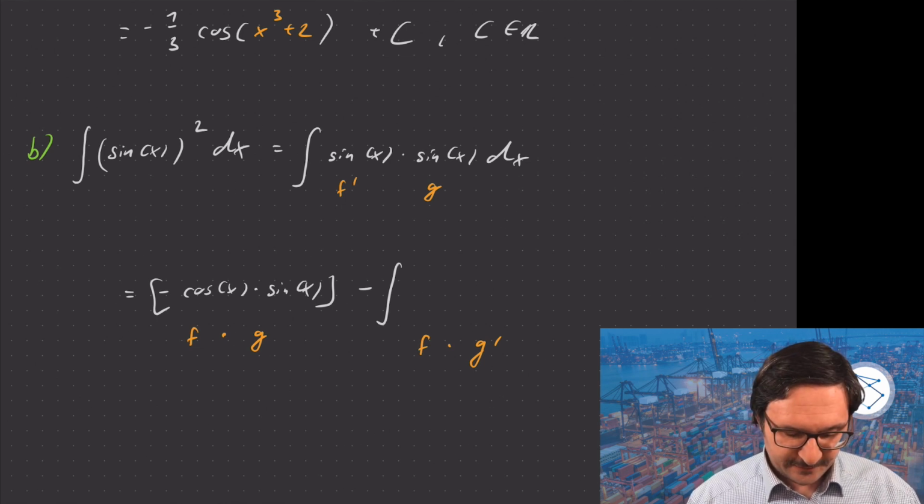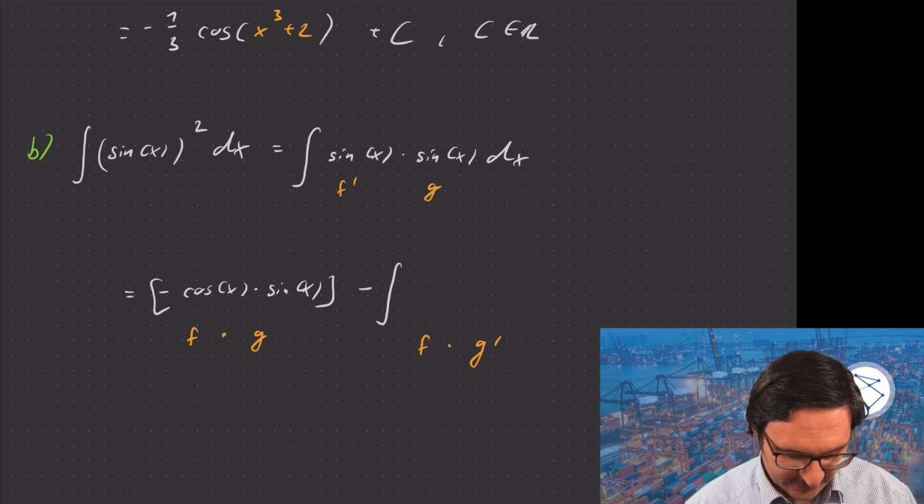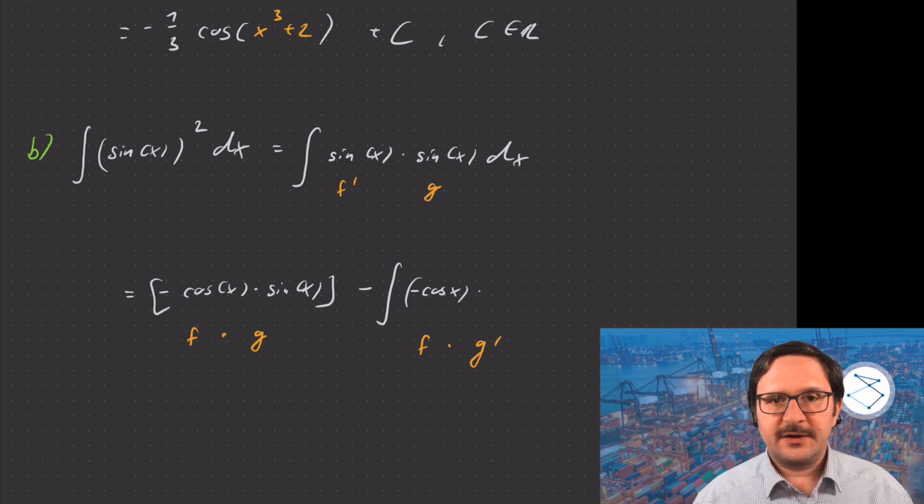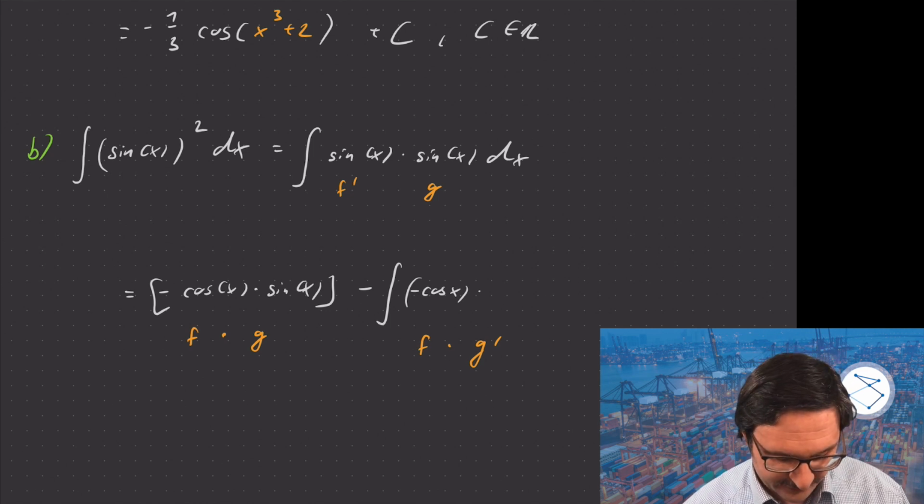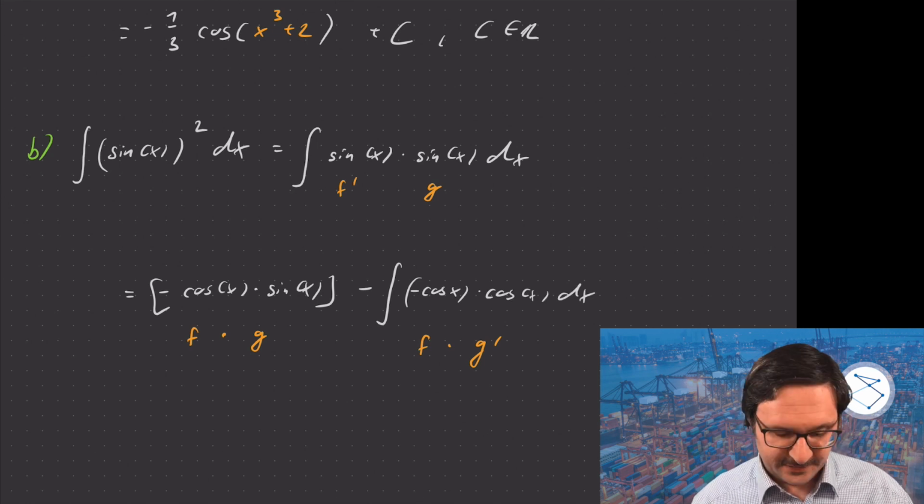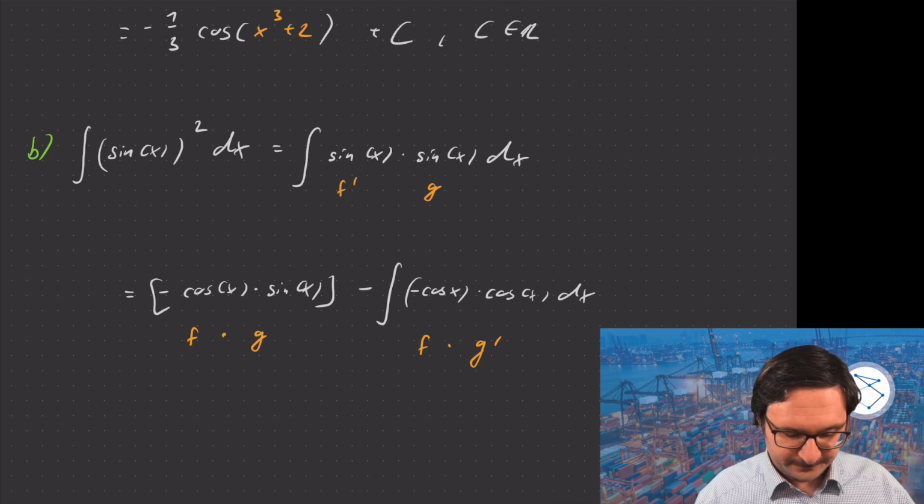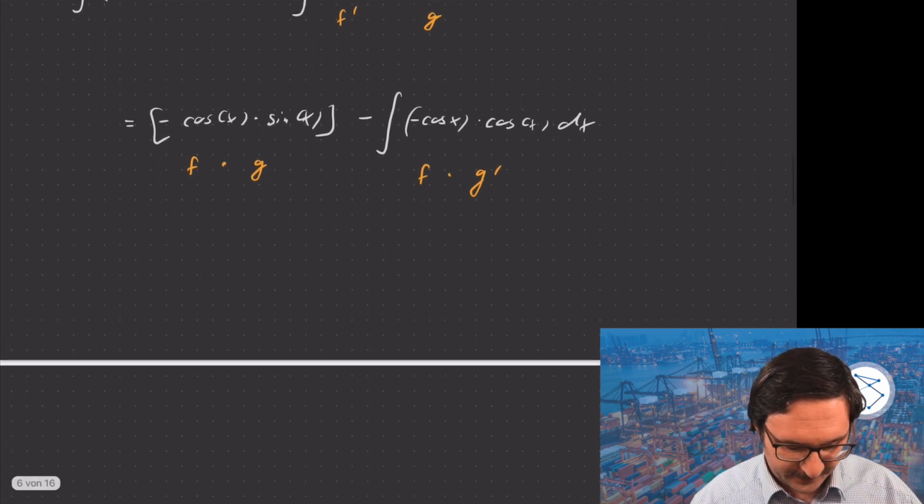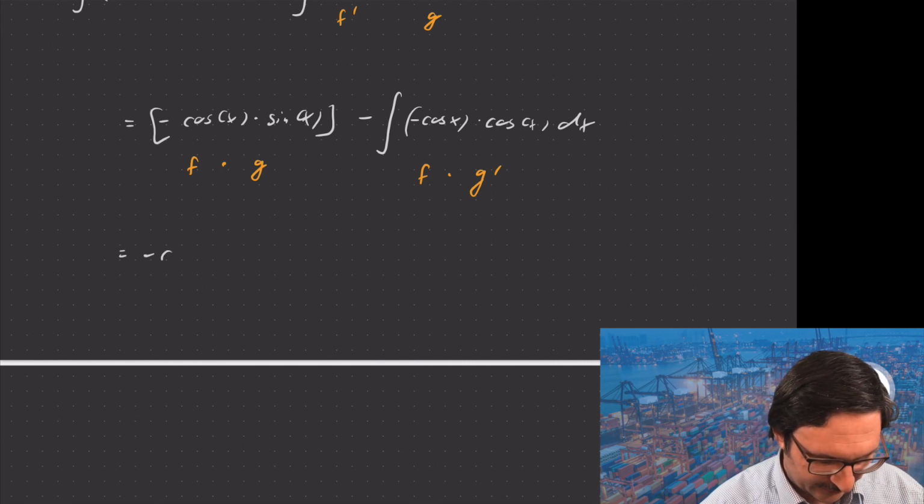Now the integral of the sine x, we just computed that. That was the negative cosine. And the derivative of the sine is the cosine, the positive cosine, so g prime is the positive cosine. So that's the new integral that we get. And now we're going to apply a little trick. Let's first copy that first part here, cosine of x times sine of x.